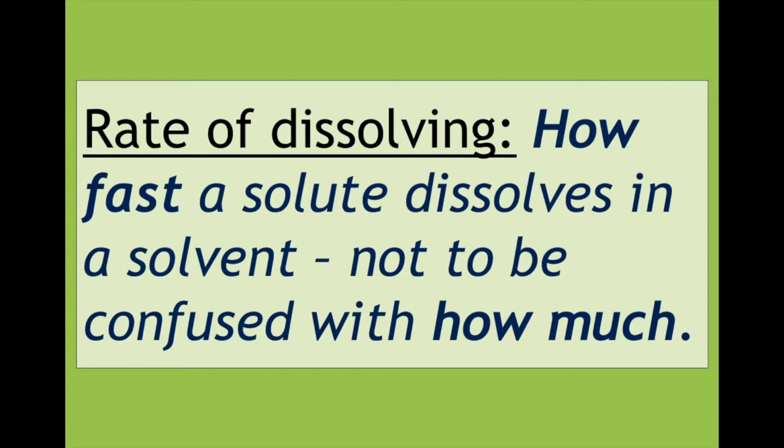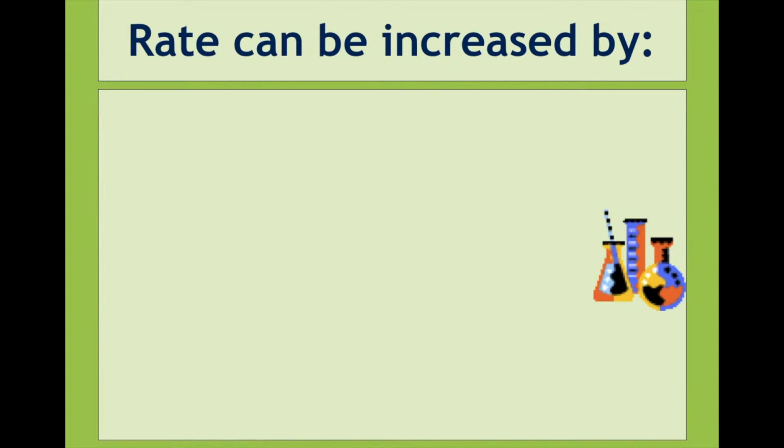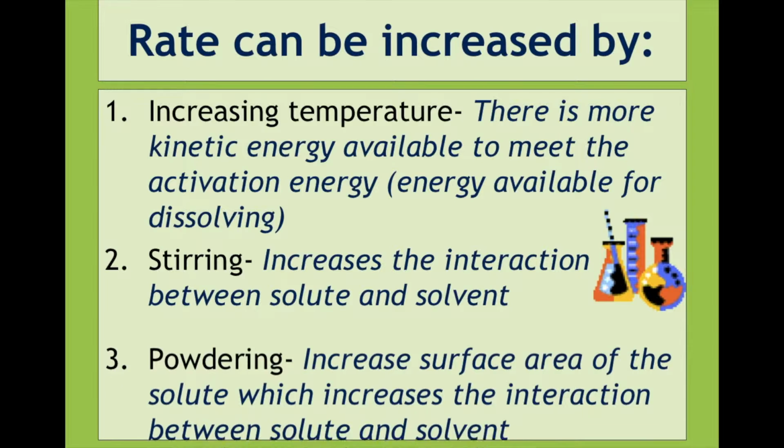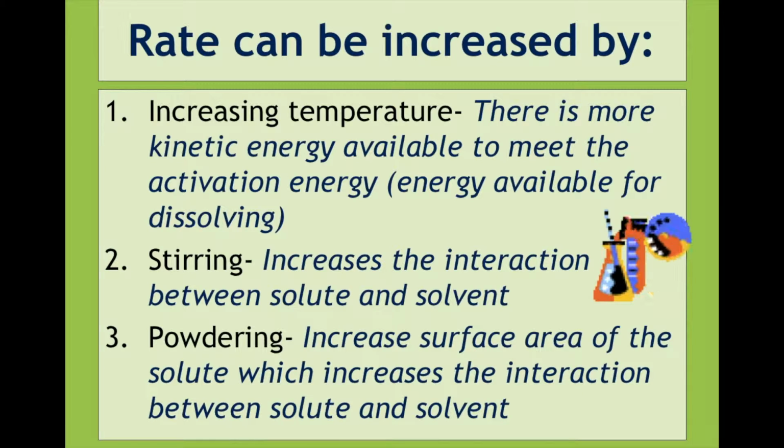So it's not to be confused with how much, just how fast it dissolved. The copper sulfate, the blue stuff, dissolved really, really quickly compared to the salt, the NaCl. All right, so you can increase the dissolving rate by, of course, increasing temperature, and then obviously stirring it will help increase the rate that it'll dissolve, and then powdering.